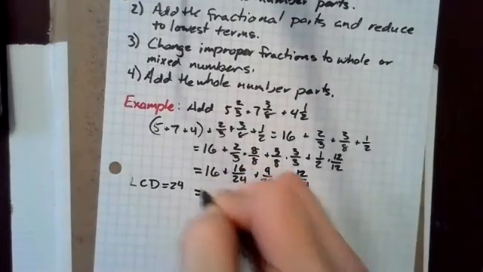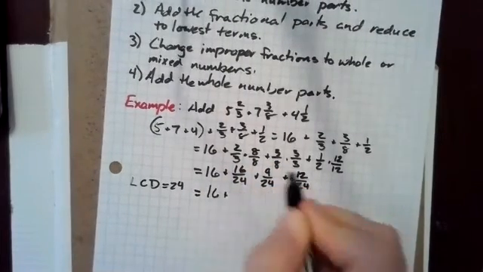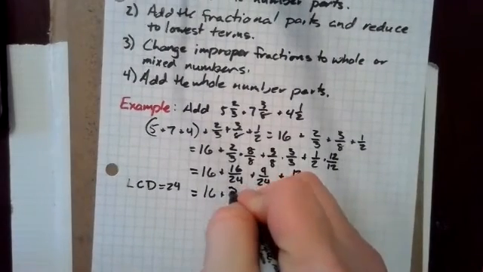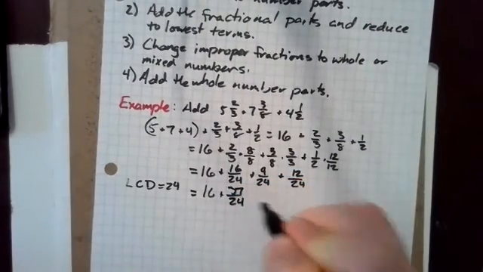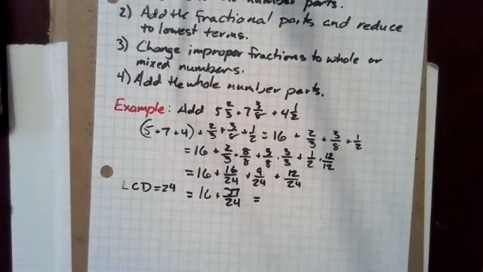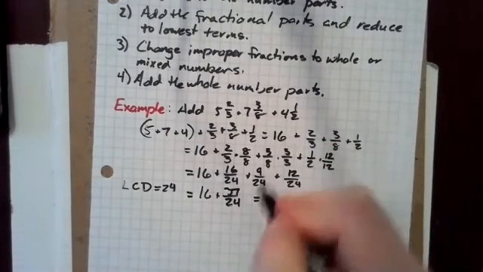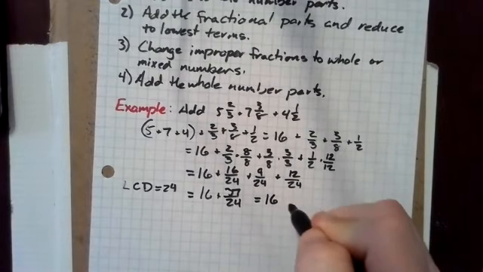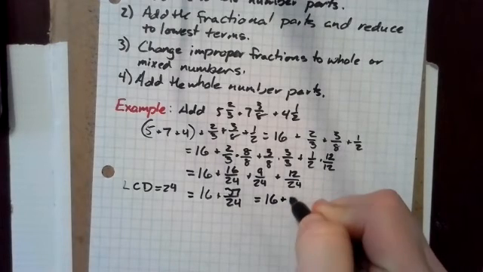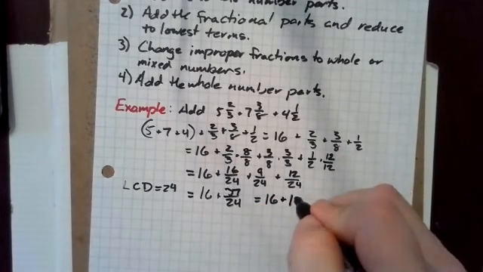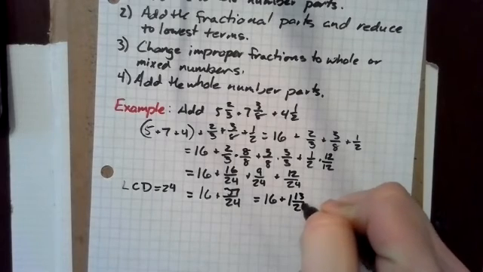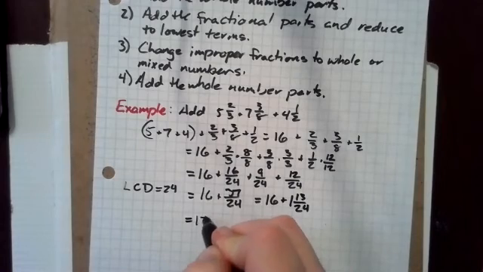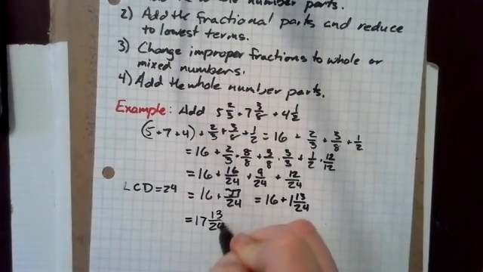Add those fraction parts together. 16 plus 9 is 25, and 12 is 37. We want this as a mixed number, because that's the whole problem we're doing. So we're going to have to change this 37/24 into a mixed number. And that's going to be 1 and 13/24. So that's 17 and 13/24 for our final answer.